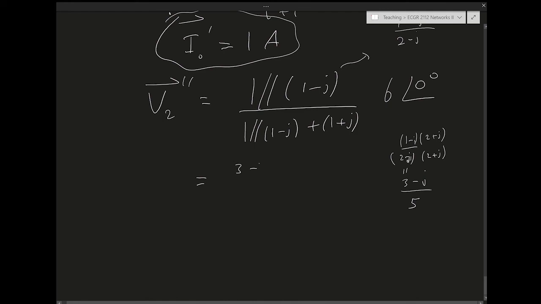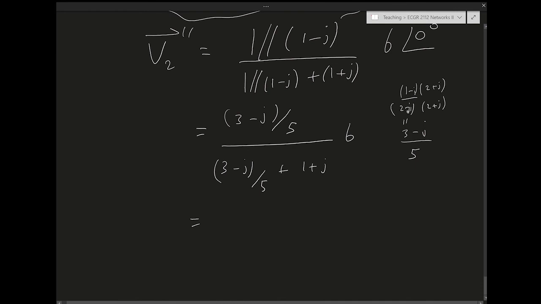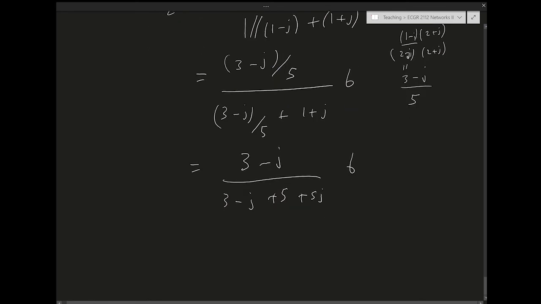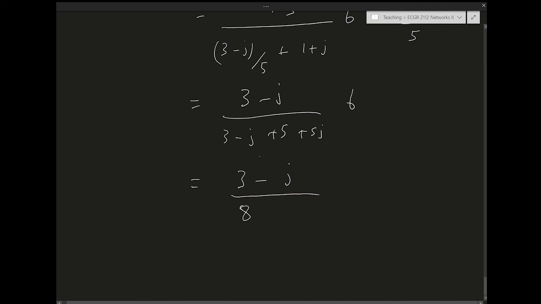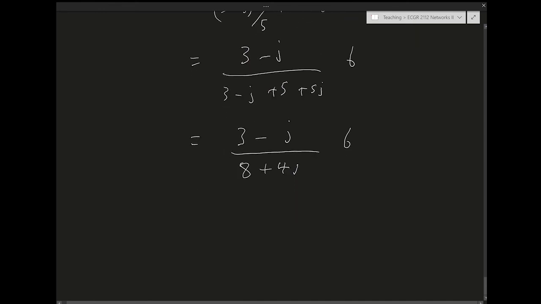So this is going to be 3 minus j over 5, over 3 minus j over 5 plus 1 plus j, times 6. Multiply numerator and denominator by 5, I end up with 3 minus j over 3 minus j plus 5 plus 5j, times 6. I end up with 3 minus j over 8 plus 4j, times 6. I can manipulate this further. I end up with 6 over 4, 3 minus j over 2 plus j.